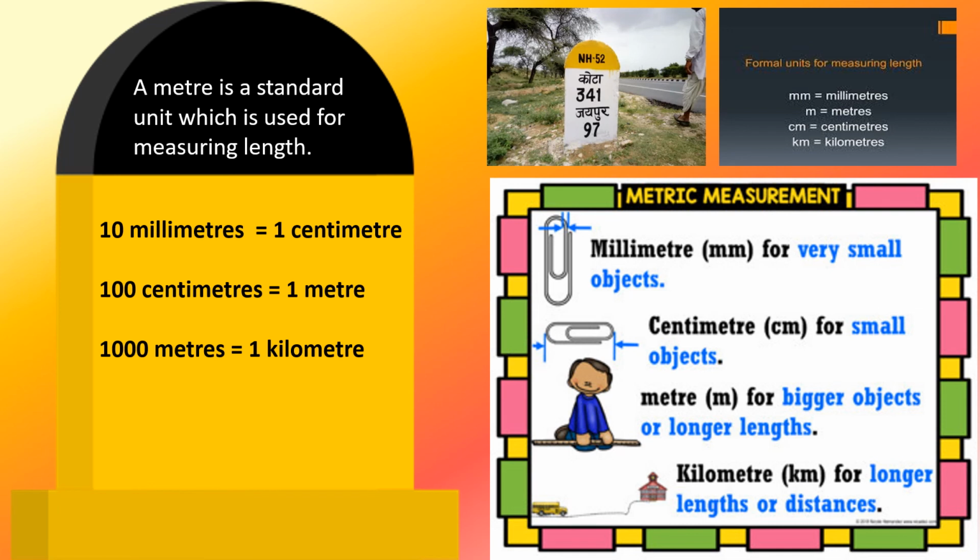The short forms that we can use for these units are: for millimeters you can use mm, for meters you can use m, for centimeters we use cm, and for kilometers we use km. All these short forms are written in small letters.